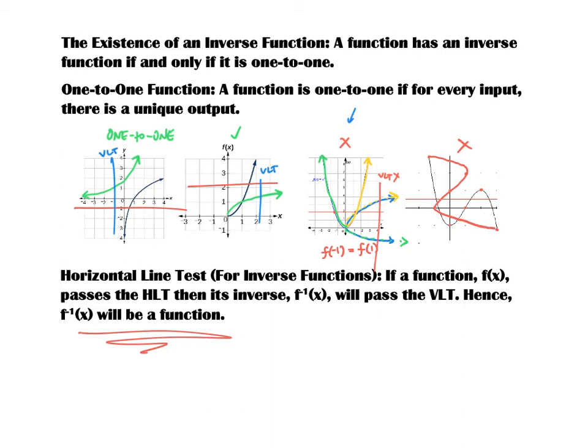Wow, that's cool. But clearly, that's a nice reflection over y equals x. But clearly I can draw a vertical line and it would violate there and there and there, the vertical line test. Okay, so the horizontal line test, like we said below: if a function f of x passes the horizontal line test, then its inverse, f inverse of x, will pass the vertical line test. Therefore, the inverse will be a function. Okay, let's move on to some algebra using this.